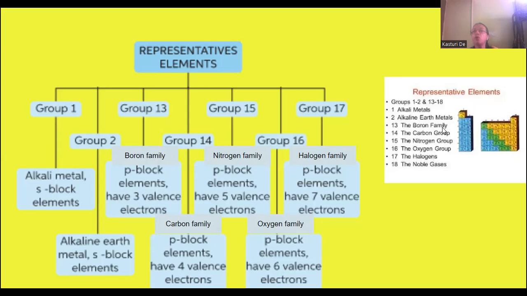That is the boron family, carbon family, nitrogen family, oxygen family, halogens, and group number 18 is also present in this chart. These are the noble gases, but they are not counted among the representative elements. This is group number 18. We will discuss the noble gases separately. So these are the representative elements which are found in the periodic table. Next, we move on to the transition elements.